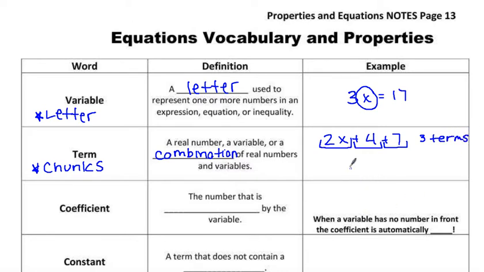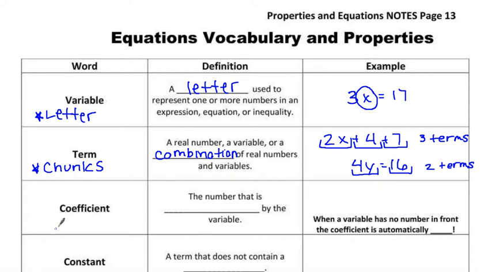If I write another example, if I have 4y equals 16, I have this chunk here, and then I have the chunk behind the equal sign. Now that equal sign is not part of the 16 because it's not a positive or a negative number, or plus or minus. So there are 2 terms in this problem.